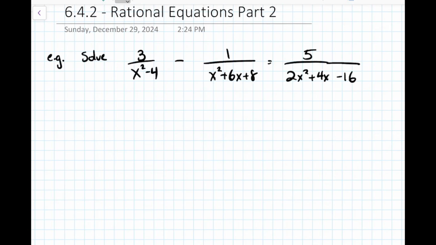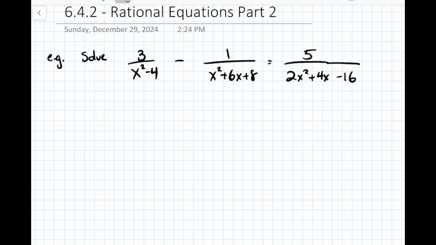Welcome to the second video covering solving rational equations. In the first video for this topic, I went over all of the core ideas for how to solve these equations. So just to give you a quick run through again, for those of you that watched that video but maybe are a little bit rusty, the first thing you want to do is find your common denominator.